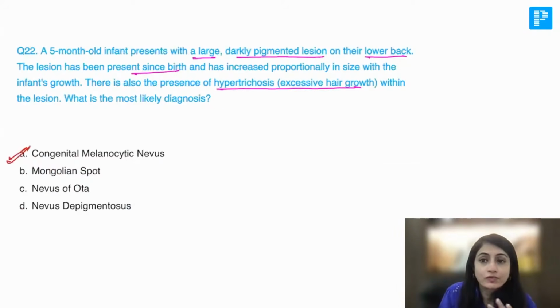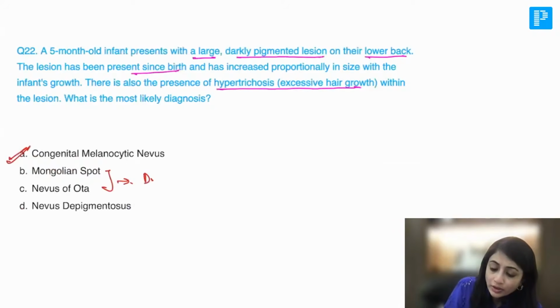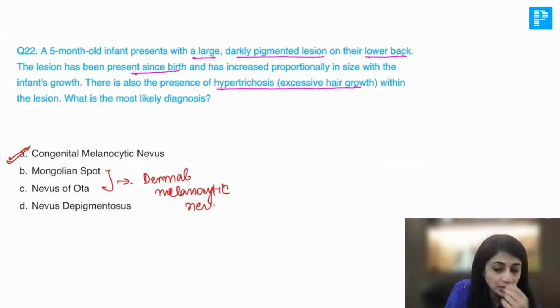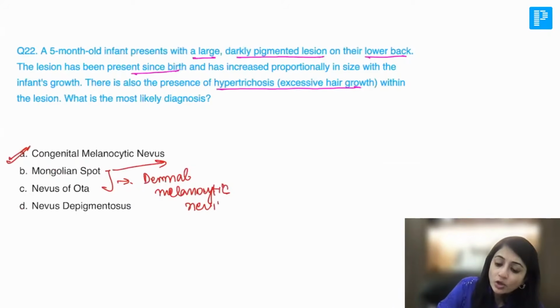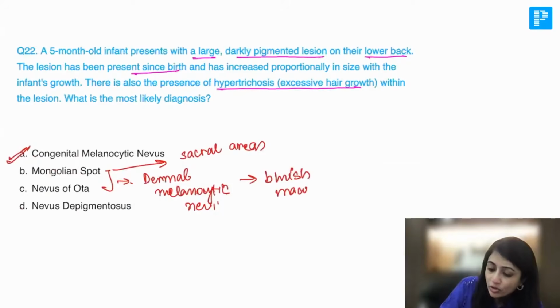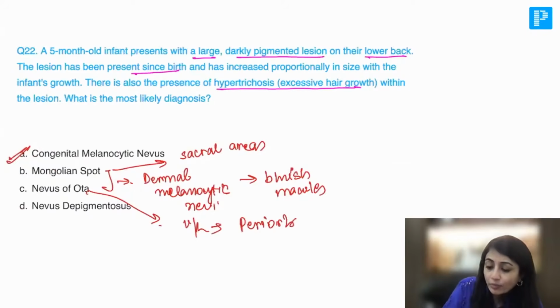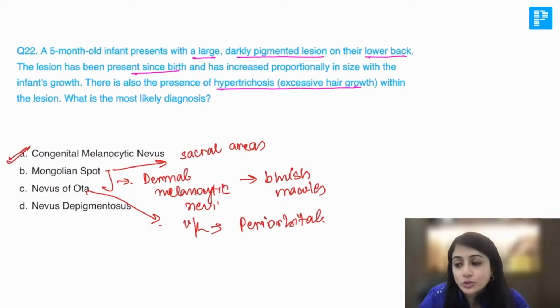Nevus depigmentosus we've already discussed. Mongolian spot and nevus of Ota are both dermal melanocytic nevi. They do not present with hyperpigmented lesions with hypertrichosis. Mongolian spots are seen in sacral areas with bluish macules. So they will present with bluish macules. Mongolian spots on sacral areas, and nevus of Ota is unilateral in the periorbital area. Both of them present with bluish macules.